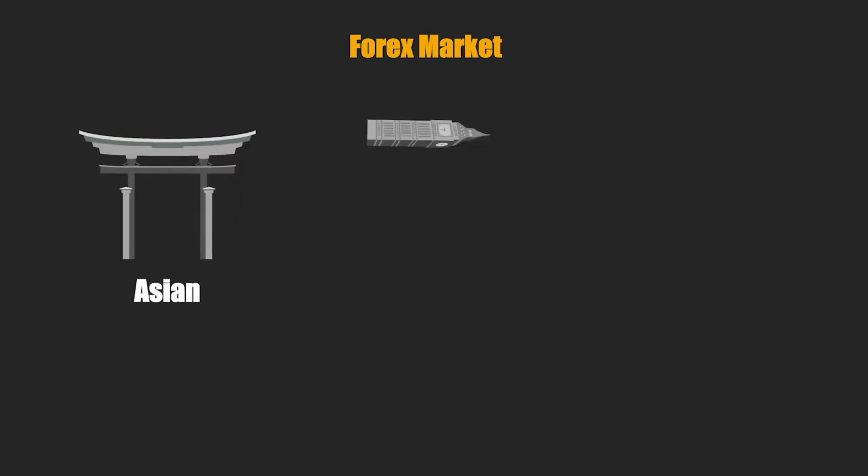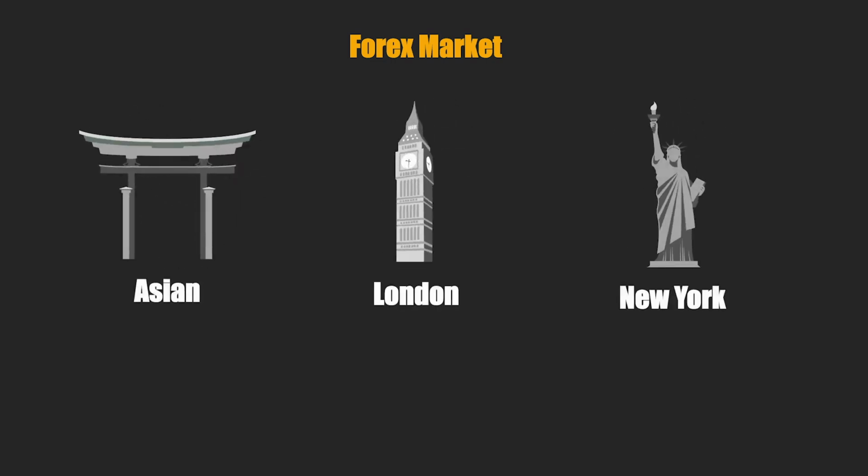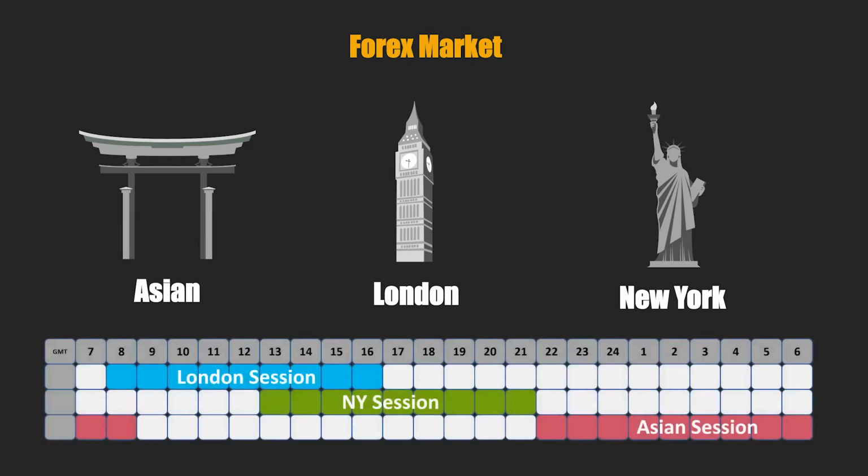On each trading day, 3 major markets around the world define our trading sessions: the Asian, London, and New York sessions. This chart shows the opening and closing times of each session in GMT. As you can see, some sessions overlap at specific times, creating high-volume trading hours.